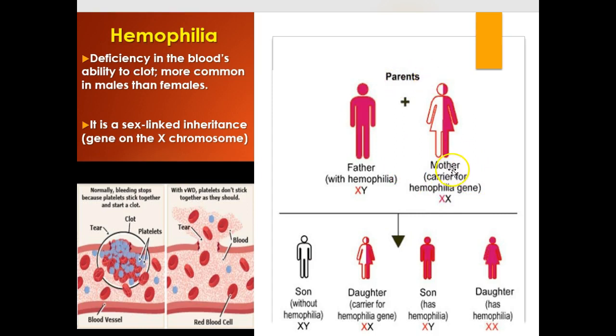So if the mother is a carrier, then the son may have hemophilia, and the daughter would have hemophilia if the mother is a carrier. The father who has hemophilia, if the father has it, the son may not have hemophilia, and then the daughter would be a carrier for the hemophilia gene, but she would not have hemophilia. Okay?